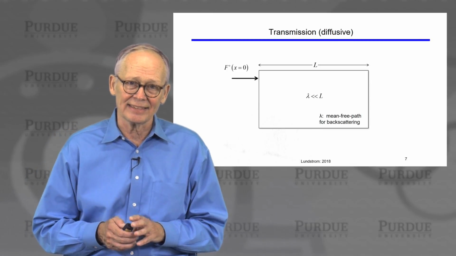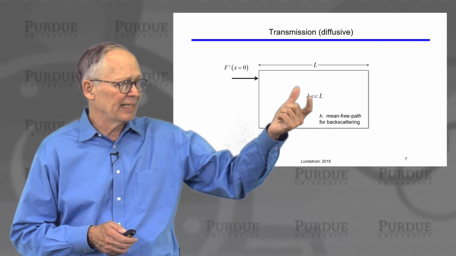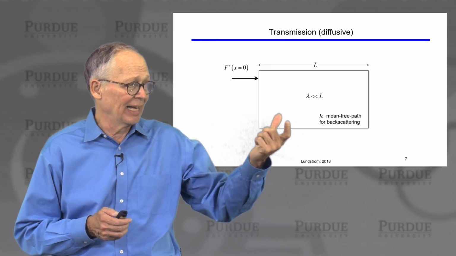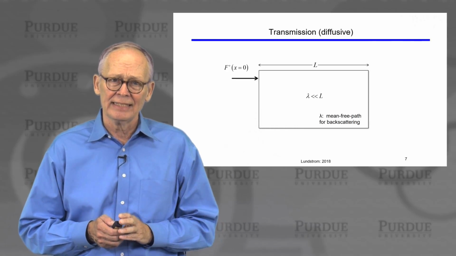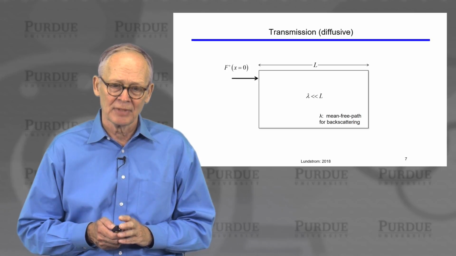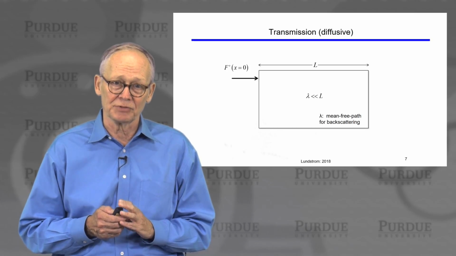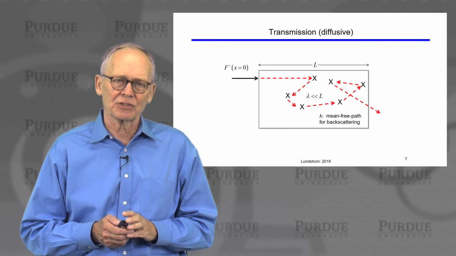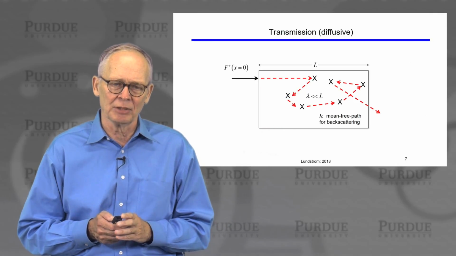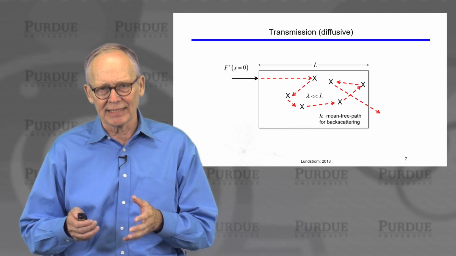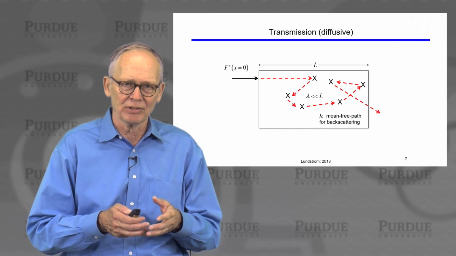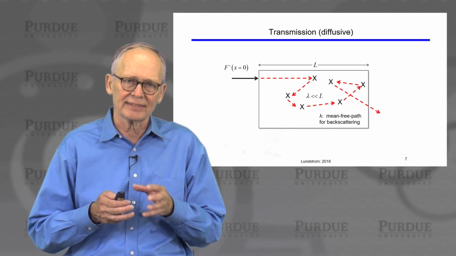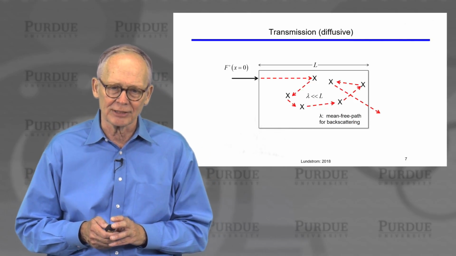Now the second case is the opposite extreme, a situation in which the length of the slab or the channel of the transistor is many mean free paths long. We refer to this as diffusive transport. In diffusive transport, the injected electrons will undergo some type of random walk as they scatter off of lattice vibrations, impurities, various defects, surface roughness scattering, and other effects that can knock electrons in random directions.